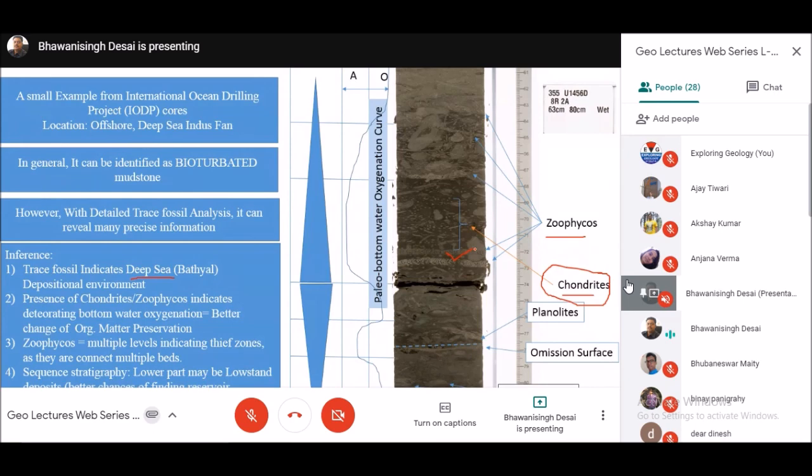So what we were able to identify is that here oxygenation was very good during this time. It became anoxic, and then again it became oxic, anoxic. So this hardly 20 to 30 centimeter of sediment core from the deep sea Indus fan gives me a precise variation in the oxygenation cycle. Okay.